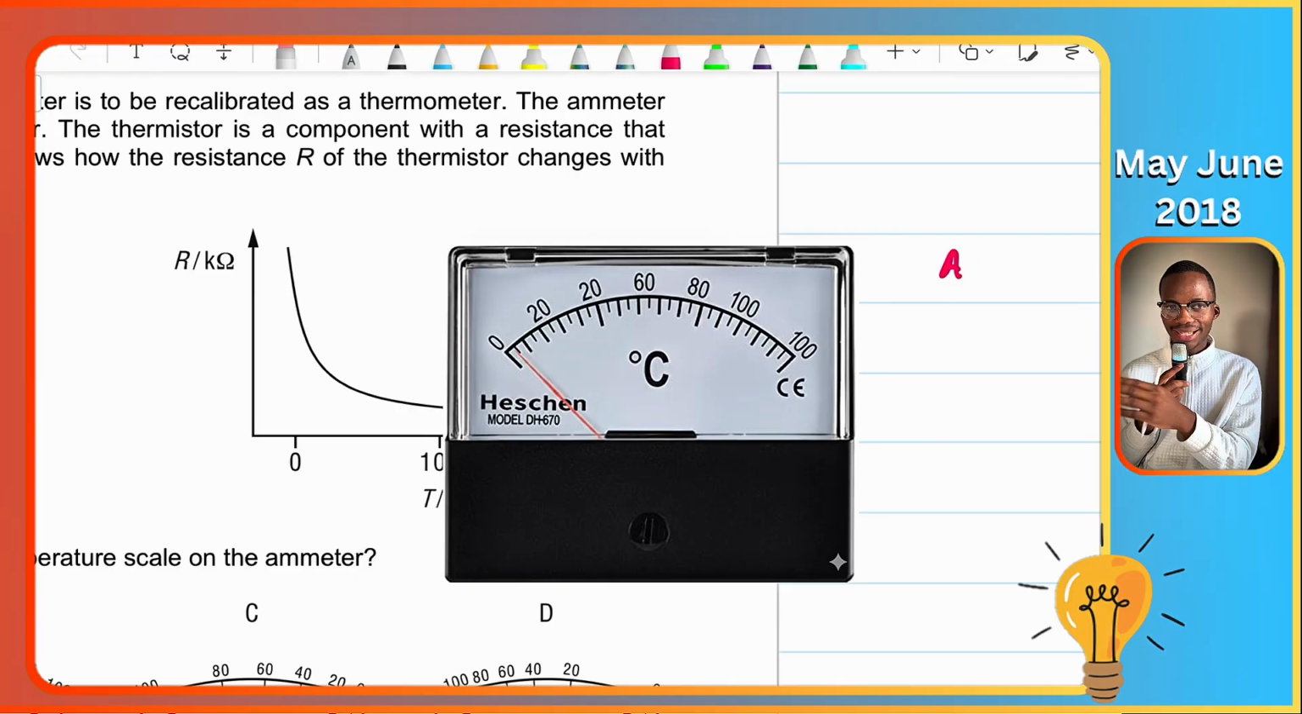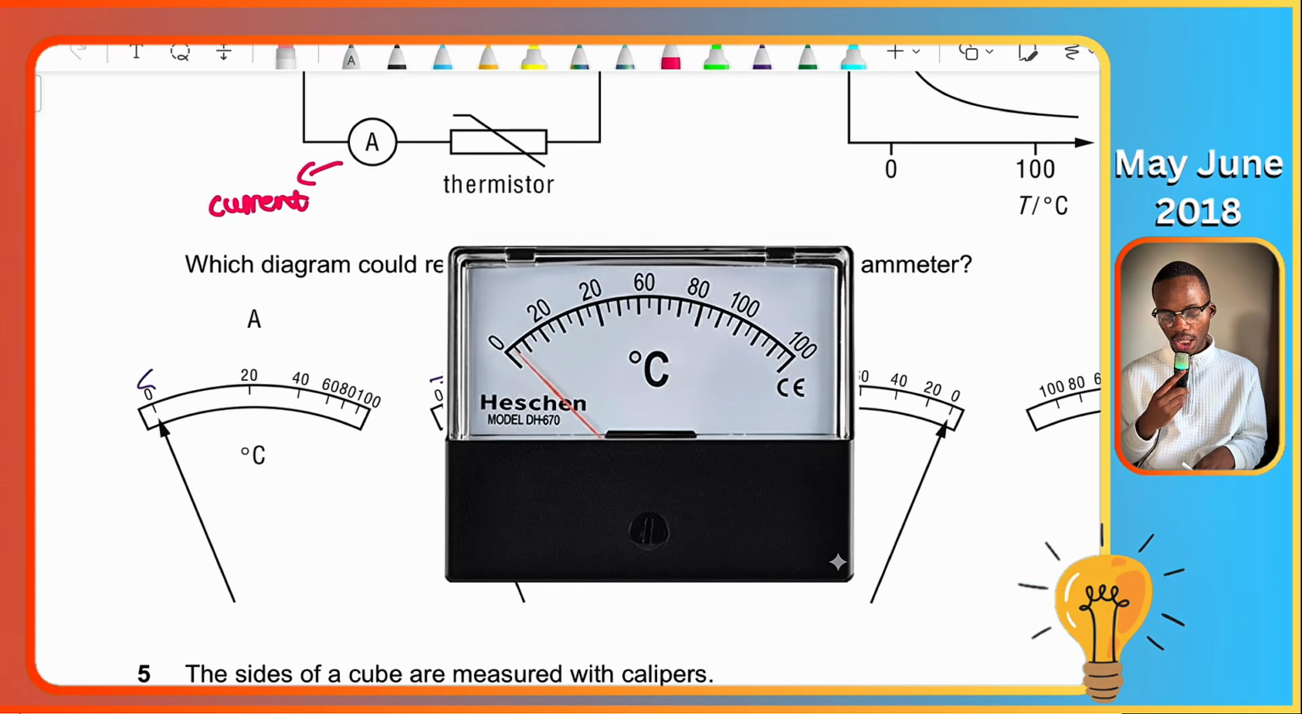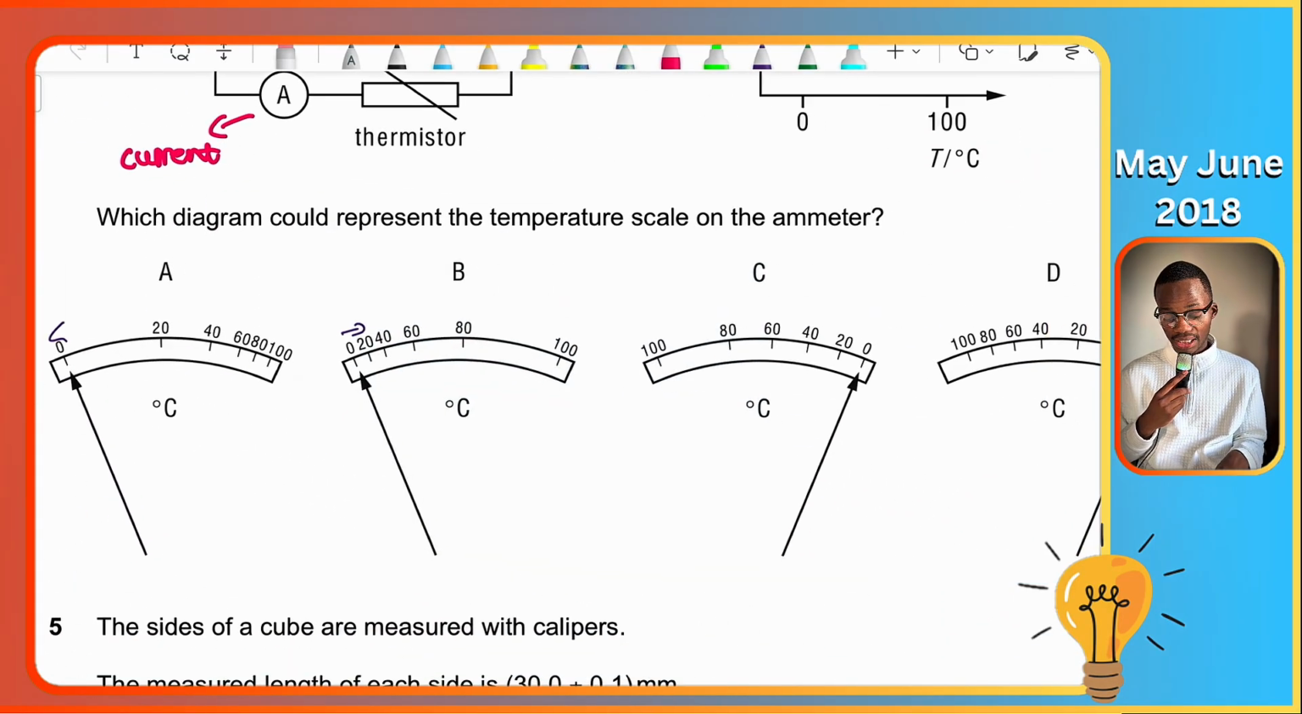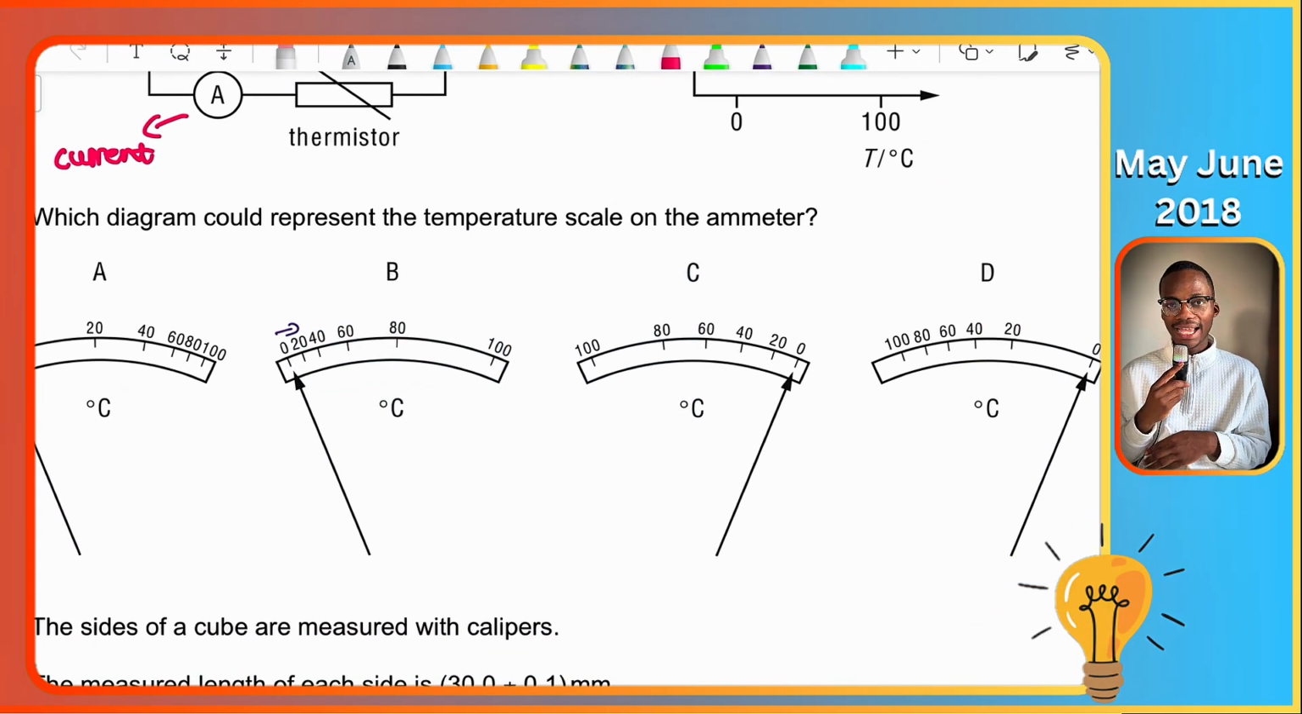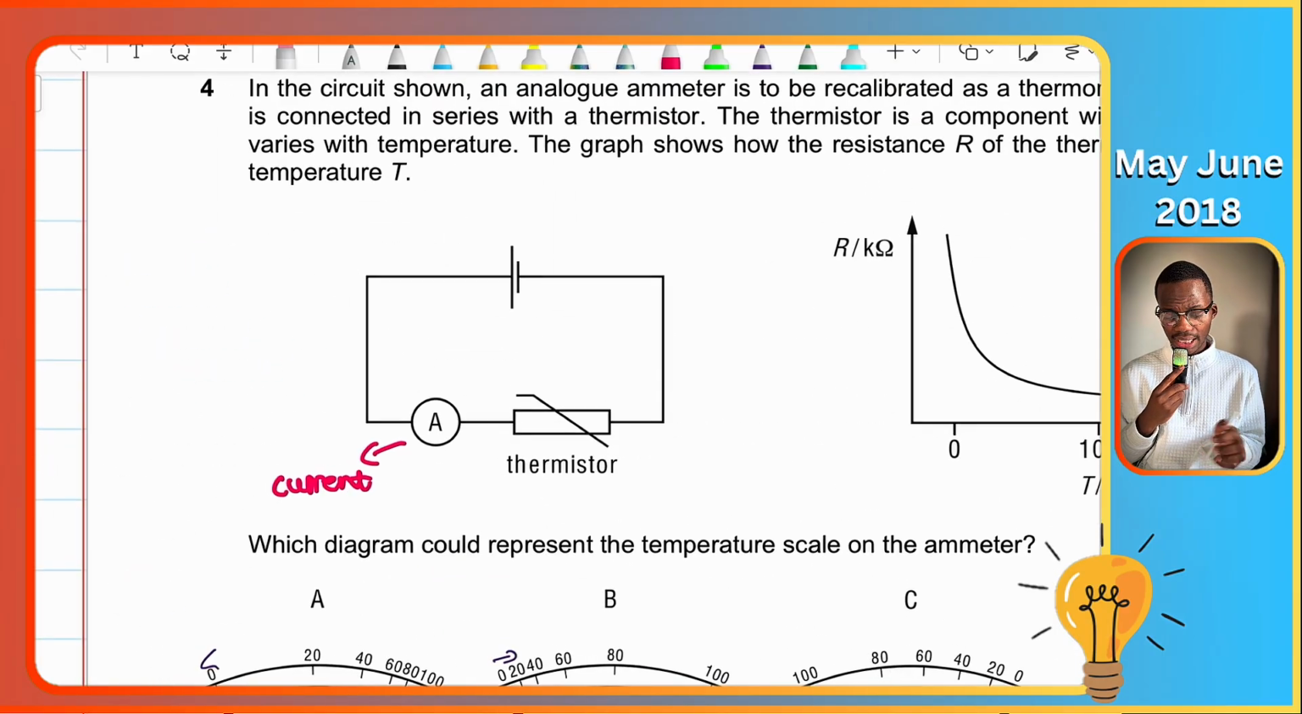If it deflects a lot, the current has changed a lot. If it deflects very little, current has changed a little. So changing the tag from amps to degree Celsius doesn't really change a lot. That's what we did in this experiment. What you're seeing here from A to D are effectively ammeters, which should deflect normally, but instead of measuring amps, they tell you the degree Celsius, the deflection at a particular change in temperature. But the principle is supposed to be the same.